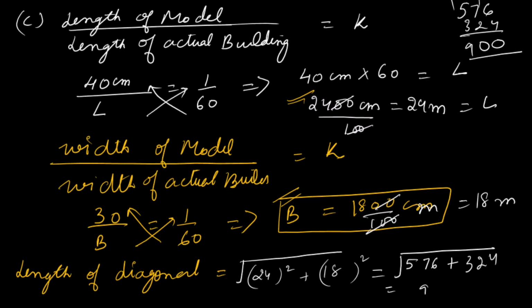So you will get it as 900. The square root of 900 is equal to 30 meter. Yes, so I have already done this one. The length of the diagonal of the room is 30 meter. Okay, so let's do the next question. But I want you people to respond.